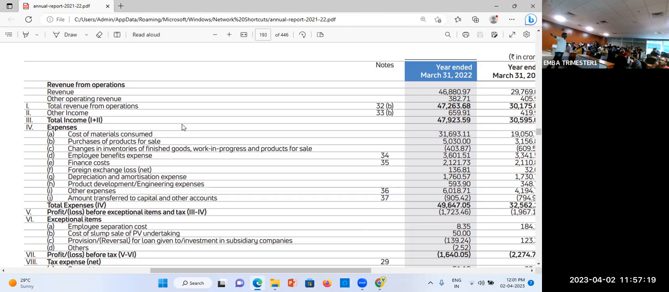Come back to accounting. This company law says this is a format. What is the format? Serial number, particulars, previous year, current year.